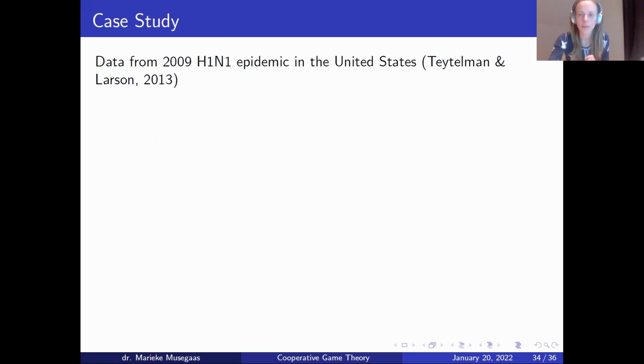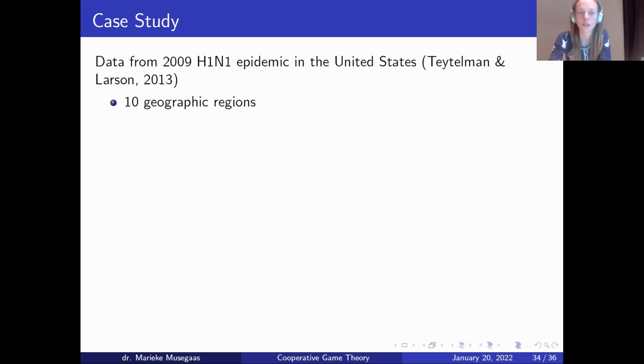Okay. Then a case study. This case study is data from 2009. Actually, it would be nice to get some new data about our COVID-19 pandemic, but this is from the Mexican flu pandemic. And we looked at the following data.